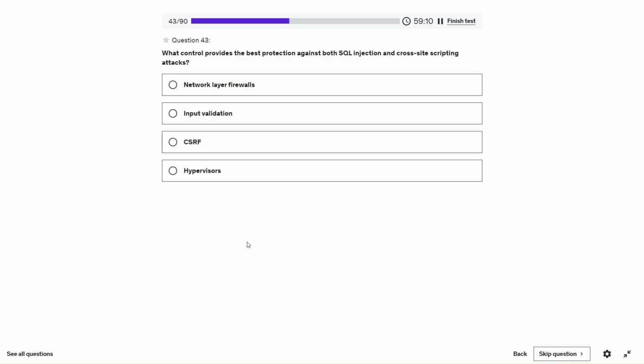What control provides the best protection against both SQL injection and cross-site scripting attacks? Validation. So input validation. You need to validate the inputted values.